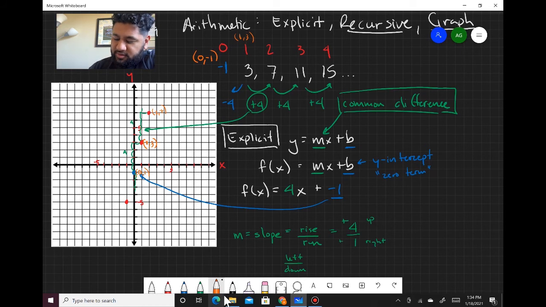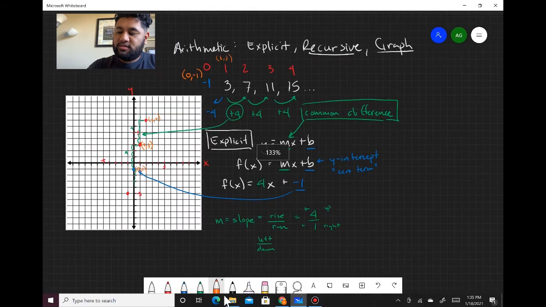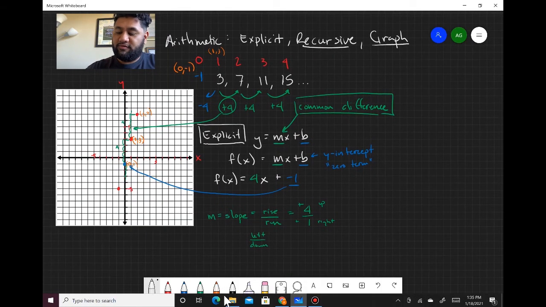Let me see if I can, no, that's good, as good as it's gonna get. All right, so you can graph with just the equation, or you can graph the coordinates or the terms when you have the sequence, all right? So that took care of our graph.